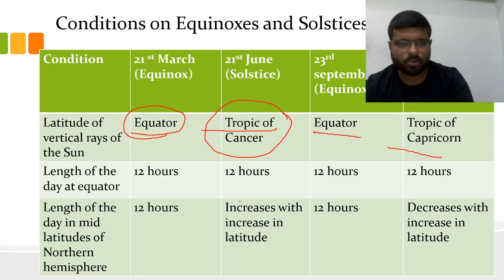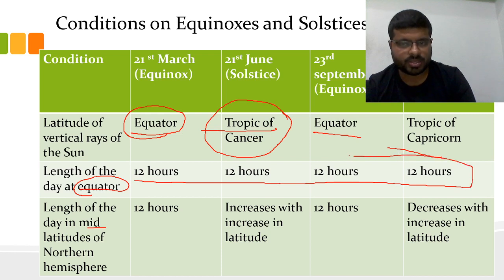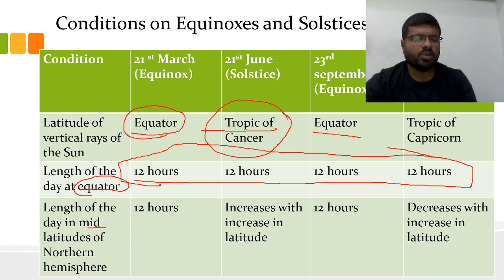So as we are talking about the equator, what happens? The length of the day at the equator will always be 12 hours, whatever the time of the month or day of the month is. So the length of the day at the equator is always 12 hours.